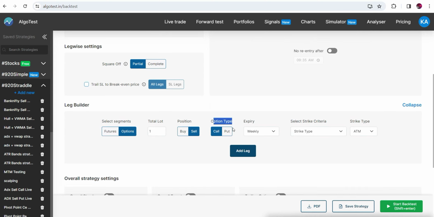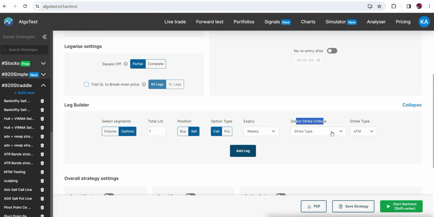Now option type, we want to select a call strike or put strike. That is the option here. We will select call first here, then we will select put. Now expiry, which expiry you want to select: current weekly expiry, next weekly expiry or monthly expiry, meaning which expiry you want to backtest your strategy. We want to select weekly expiry.